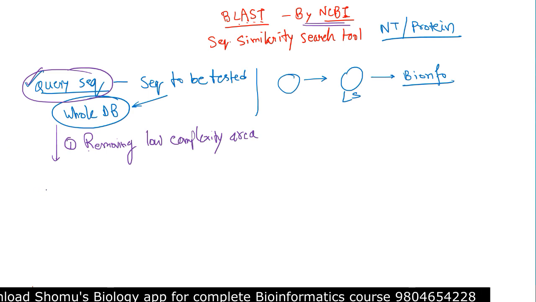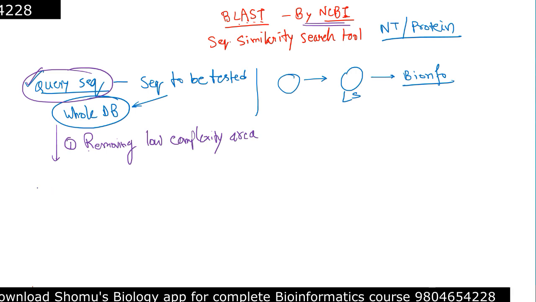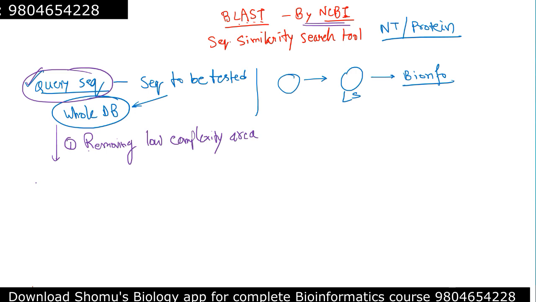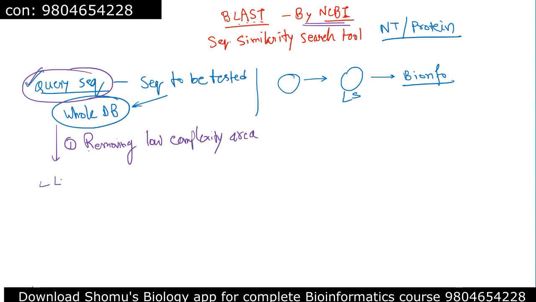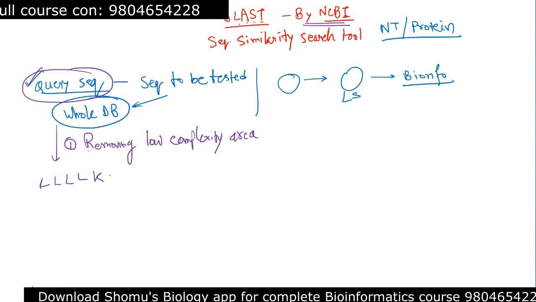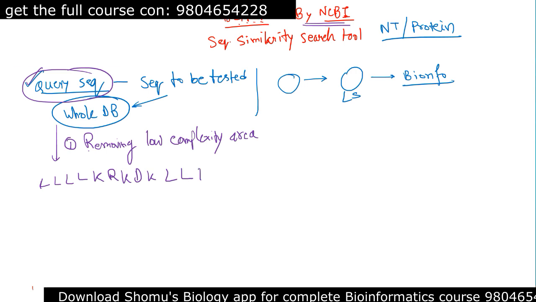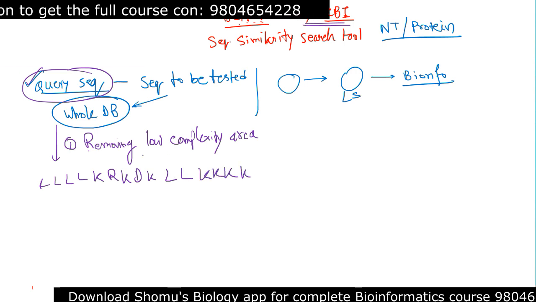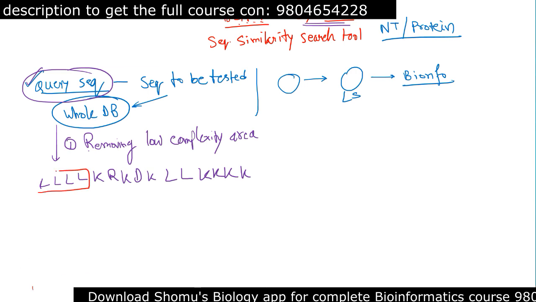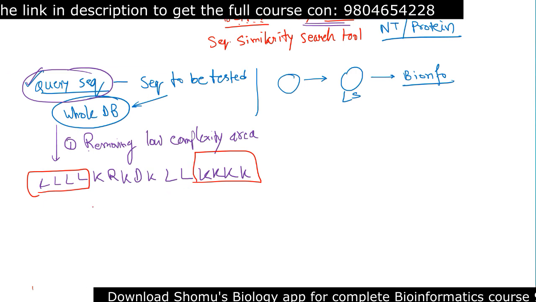For example, let's assume that we are talking about a protein sequence, say L L L L K R K D K L L K K K K. Low complexity area means those regions containing repetitive sequence. So these are repetitive sequences. This is also a repetitive sequence.